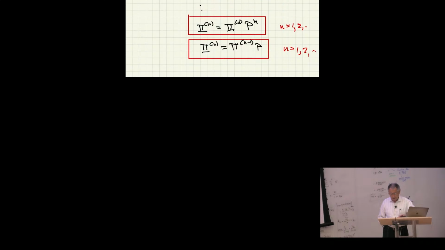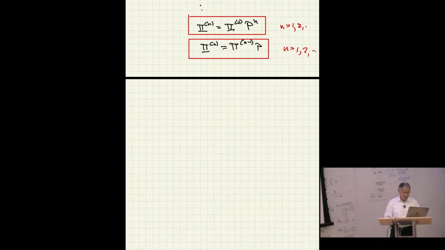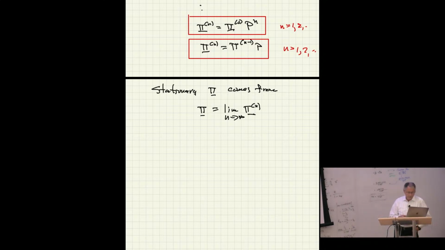Okay, so now we basically generated those two equations. Now we know that the stationary pi that we're looking for comes from taking the limit of what we had before, so that pi itself is the limit of pi n as n goes to infinity. If it's an irreducible, aperiodic, homogeneous Markov chain, the limit will exist. Theorem 2 told us that.